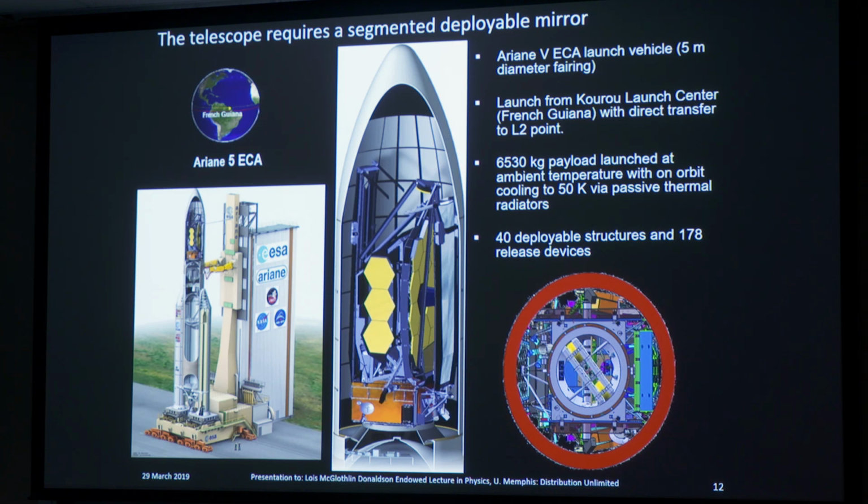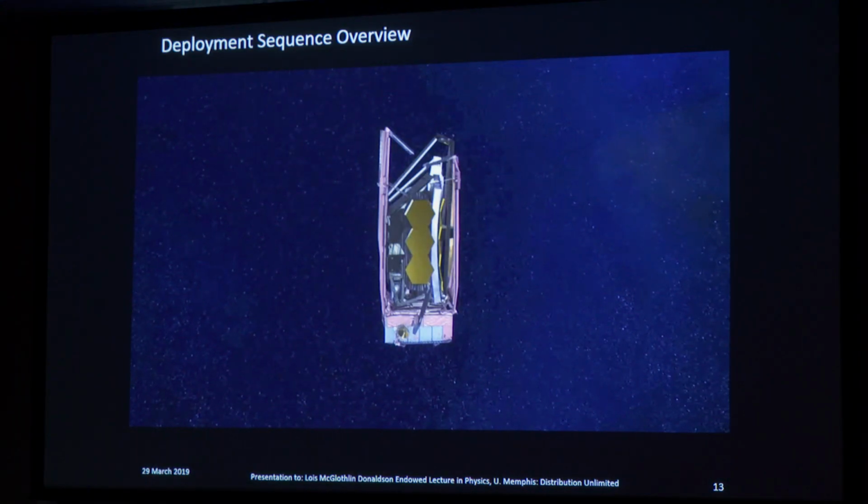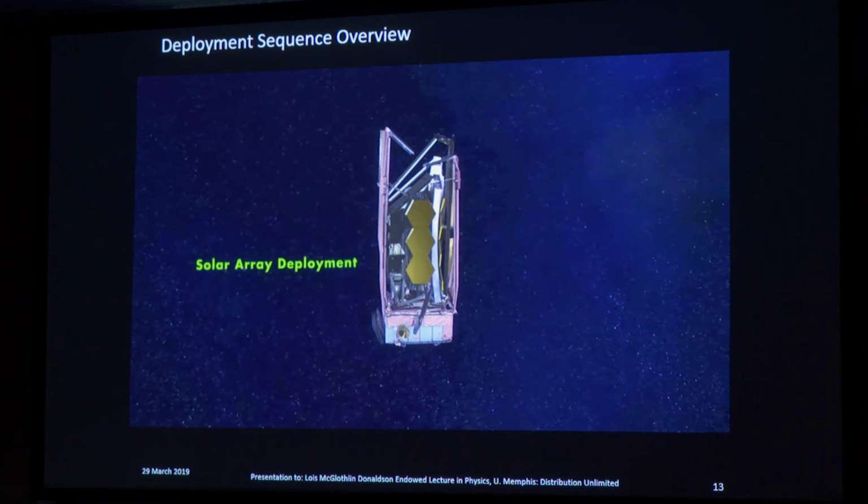That origami involves 40 deployable structures and 178 release mechanisms. Every single one of them has to work. If it doesn't, the astronauts can't go to the L2 point to fix this the way they did with Hubble. So let's take a look at how that works.